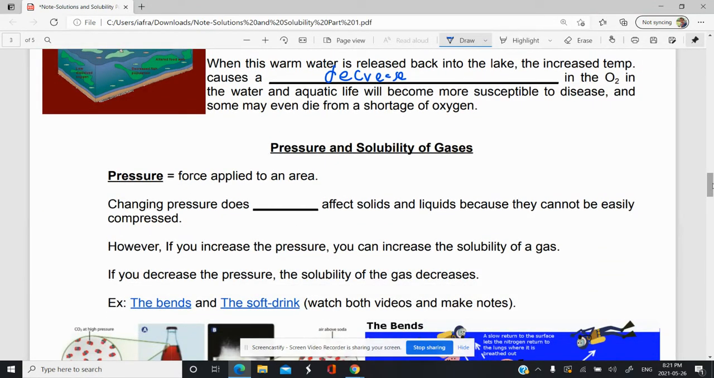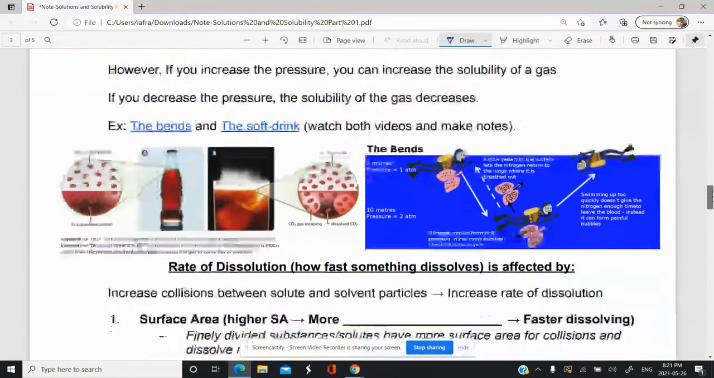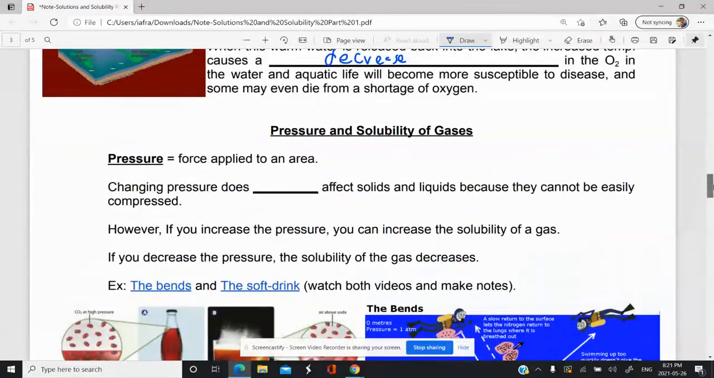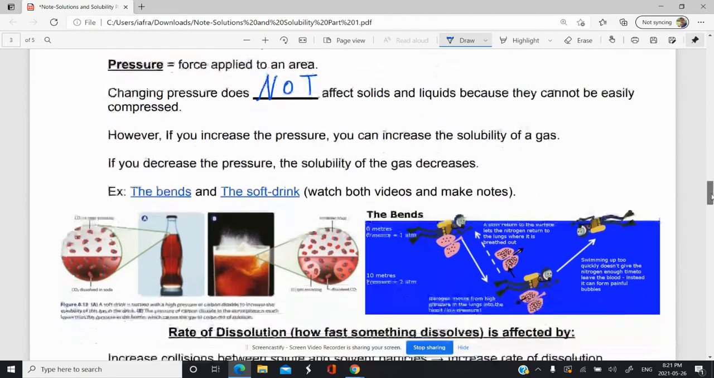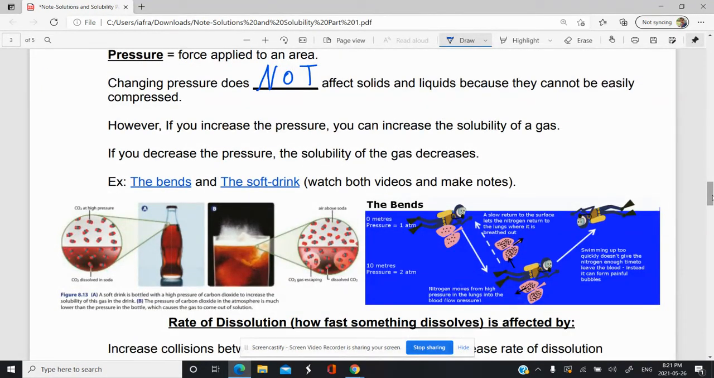We saw some applications of pressure and solubility. So for example, we saw that when you change the pressure, it won't affect the solubility of solids or liquids because they can't be compressed easily, but it will affect the solubility of gas. So if you decrease pressure, you decrease solubility, but if you increase pressure, you increase solubility of that gas.